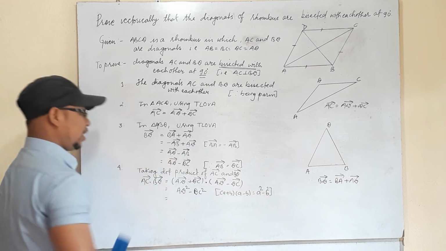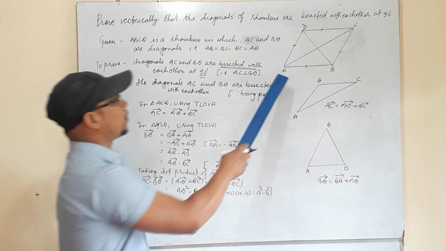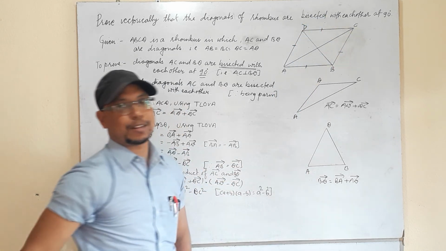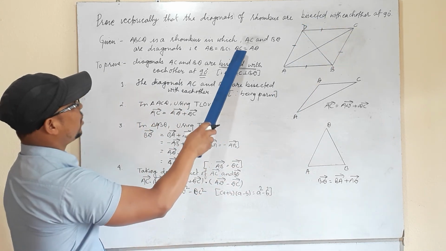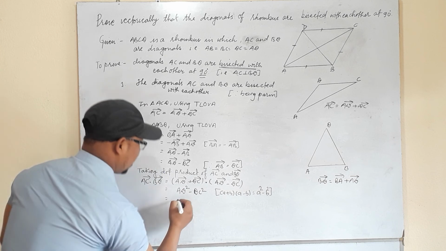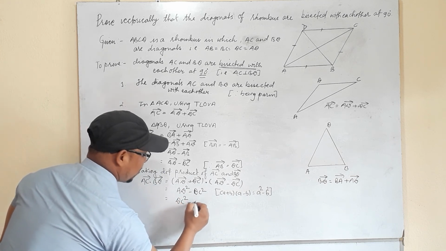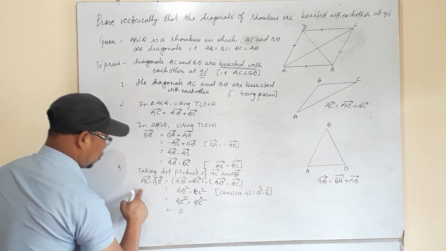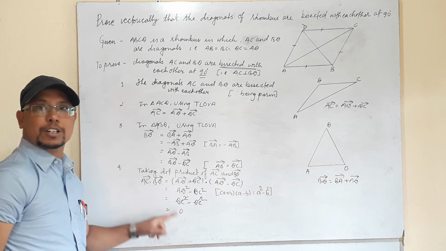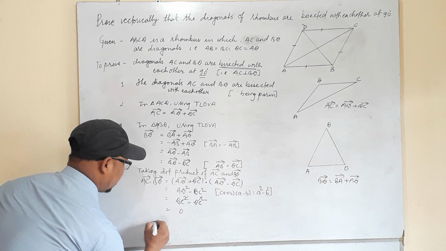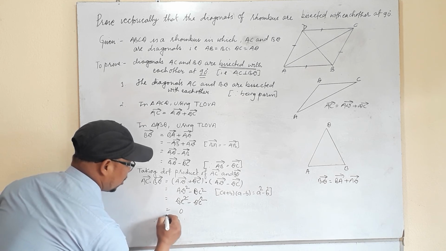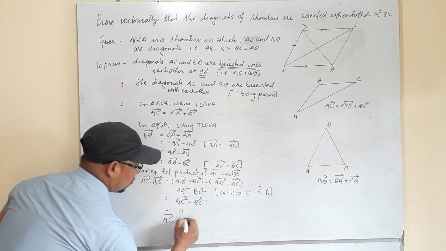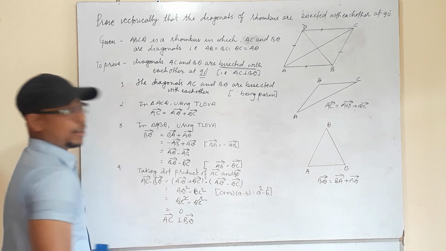Now see, in this case AD and DC, their magnitudes are equal. We are already given AD and DC equal, so I can replace AD by DC. So DC square minus DC square cancels, giving 0. So the dot product of the two vectors comes out to 0. That means they are perpendicular.